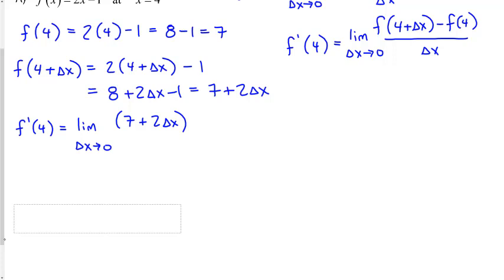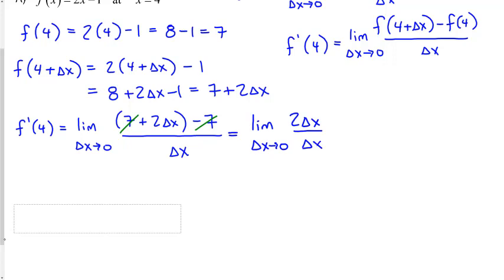And it's really no coincidence that I have a positive 7 and negative 7 in the numerator. With these limits, you often have lots of terms that cancel out. So let's go ahead and cancel those. Positive 7, negative 7 cancel each other out. So this is now the limit as delta x goes to 0 of 2 delta x over delta x. And those delta x's cancel each other out, effectively leaving us with the limit of a constant. So the final answer is just the constant 2.